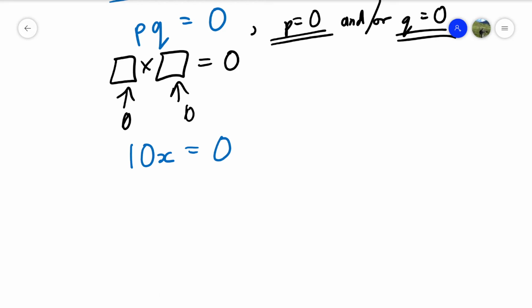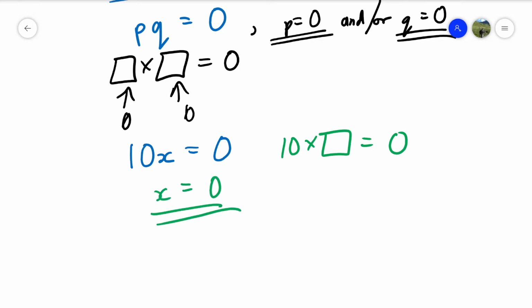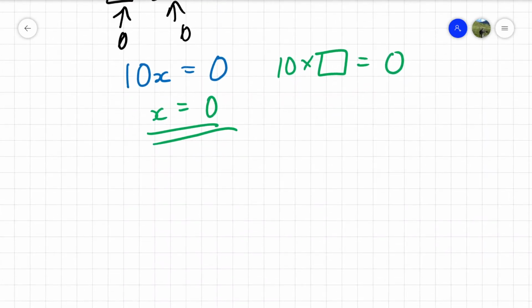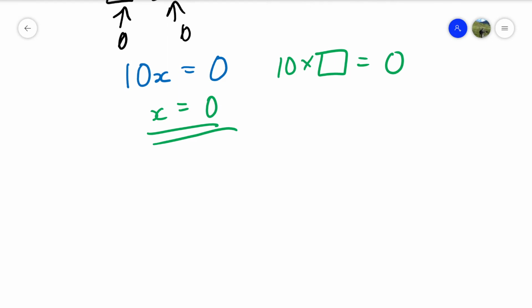Okay, let's look at this one. 10 times something equals 0. Obviously, x equals 0. Because there's no other way that 10 times something is going to be 0. How about the next one?